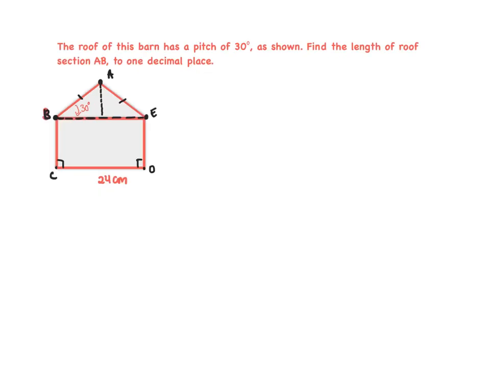All right, so here is an application question that we can look at. The roof of a barn has a pitch of 30 degrees as shown. So they're showing us here, we've got the 30 degrees. Now find the length of the roof section AB. So when they say AB, they mean here to here, okay, and to 1 decimal place. That's important as well to think about.